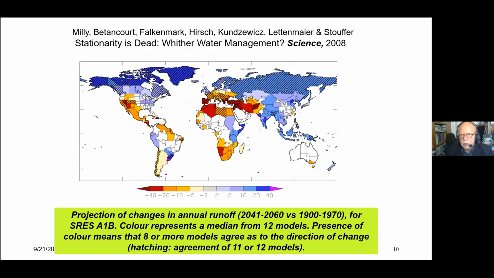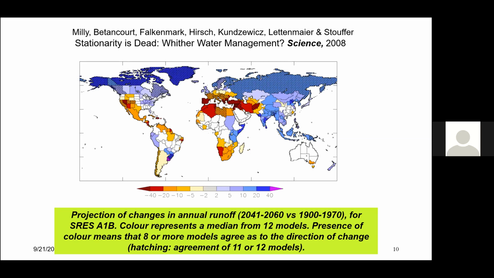There are many papers producing this sort of maps, but I show it to you because we were early. So this was perhaps the first map of this sort. It doesn't refer to floods, it refers to annual runoff. But there is a strong message that you can see here. Namely, what is blue already, what is humid already, is likely to be even more humid in the future. And what is arid already, like the Mediterranean basin or Colorado, Mexico, is likely to be more arid in the future.